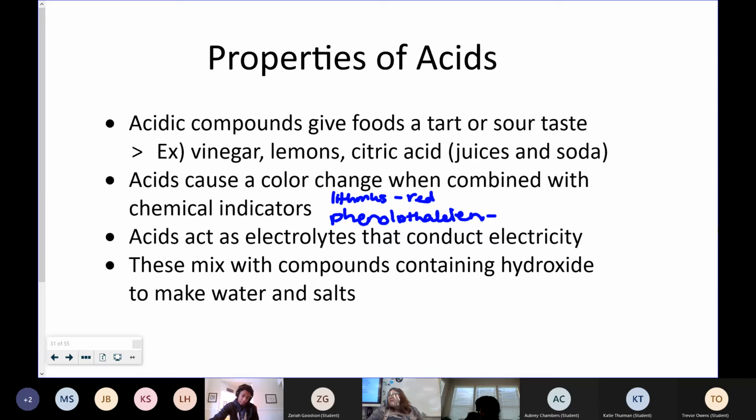And don't worry if you can't spell it. Phenolphthalein. This, whenever it comes in contact with acids, is actually going to be clear or colorless.